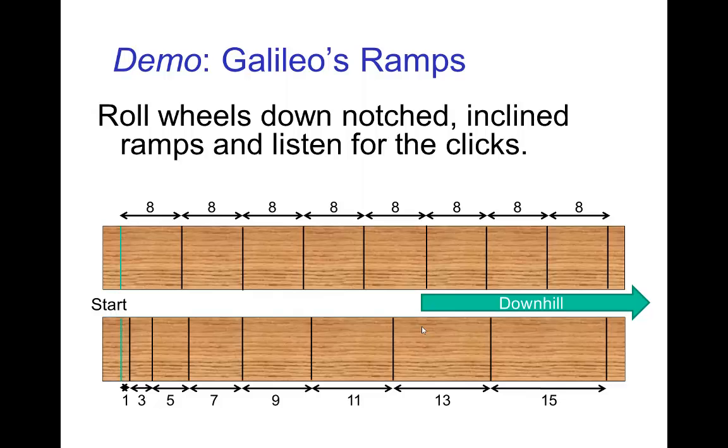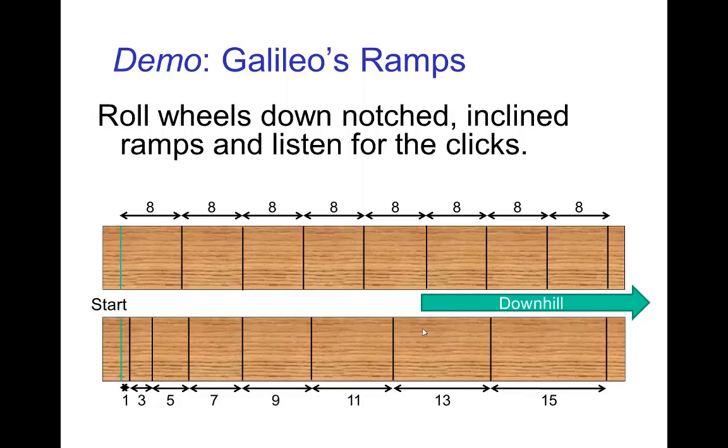Now, this result was actually discovered by Galileo using a rather ingenious experiment. So he took some ramps and rolled wheels or balls down the ramp. And when he had a ramp that had notches that were evenly spaced, say every 8 inches, then when the ball went down the ramp, he would hear a click as it passed over each notch. But since the ball was going faster and faster, the clicks sounded something like click, click, click, click, click, click, click.